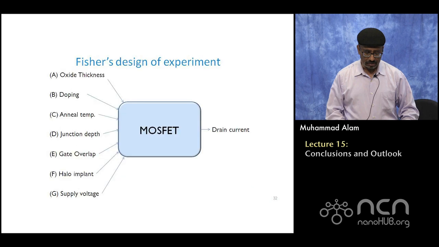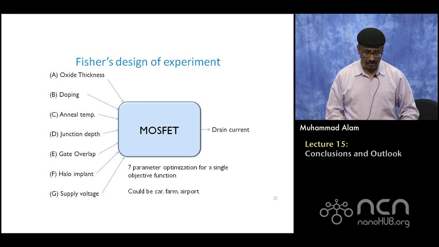And finally, I explained to you how, when you have many variables, to reduce the number of experiments by Fisher's design of experiment principle. For example, here we have 7 parameters, and even if you had just 2 levels, thin oxide, thick oxide, low doping, high doping, you'll have 2 to the power 7 experiments. Nobody will employ you in a company if you have to do 2 to the power 7 experiments to design this process, because it will take you a lifetime.